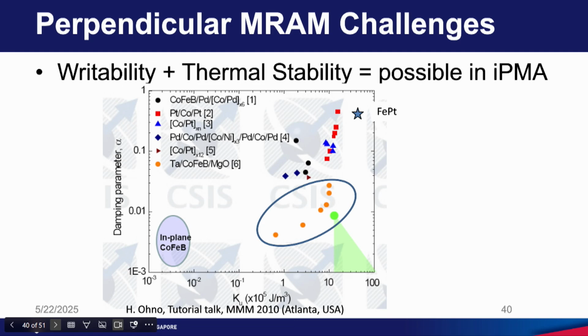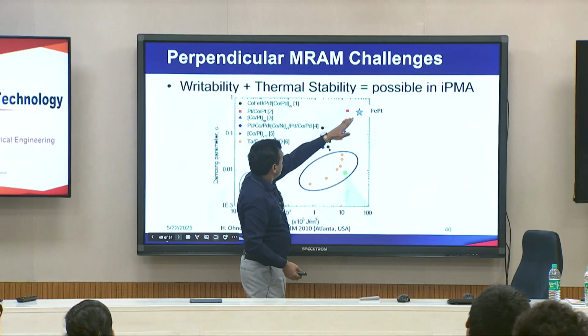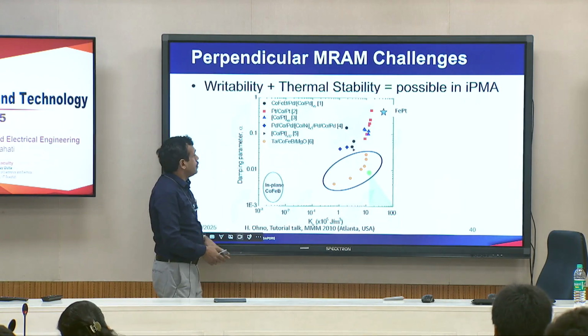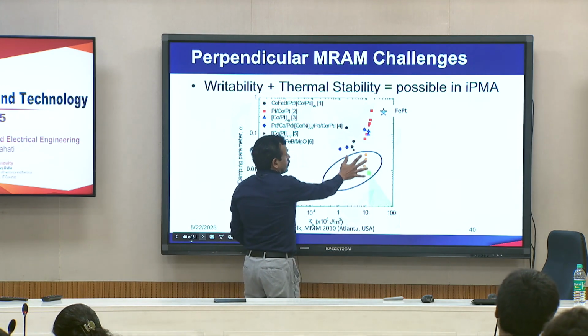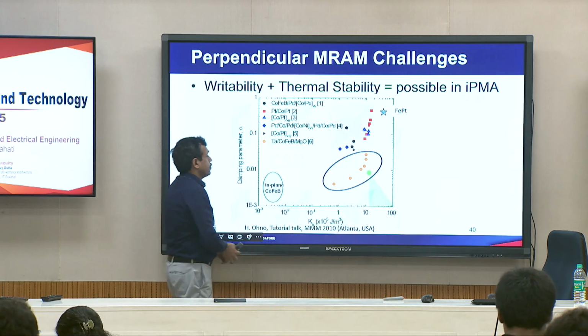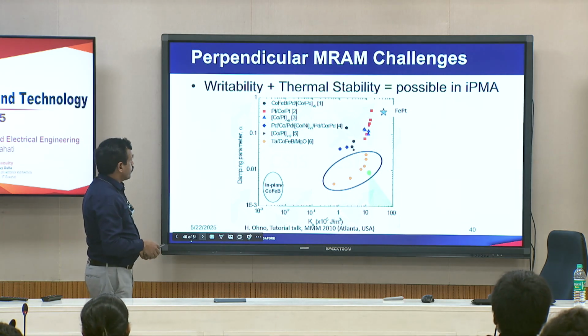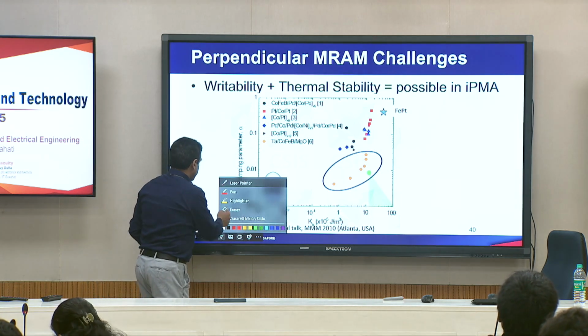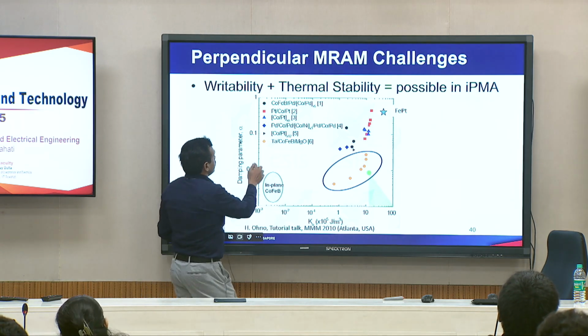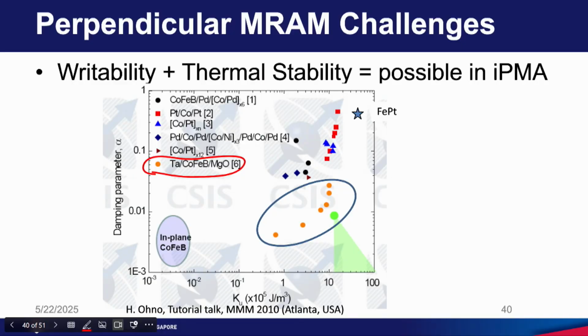Okay, so I told you that all the materials that we had studied before had very large anisotropy constant, but they also had large damping constant. And we were looking for materials with a lower damping constant and large anisotropy field. So in 2010, the group of Professor Ono from Tohoku University came up with this material, tantalum, cobalt iron boron, magnesium oxide, which had a perpendicular anisotropy, reasonably high values of anisotropy constant, and a lower damping constant than any other PMA material that we had.